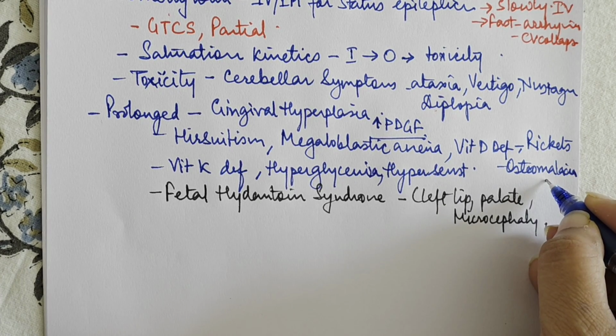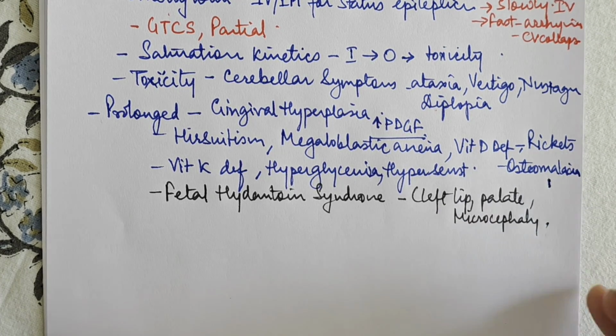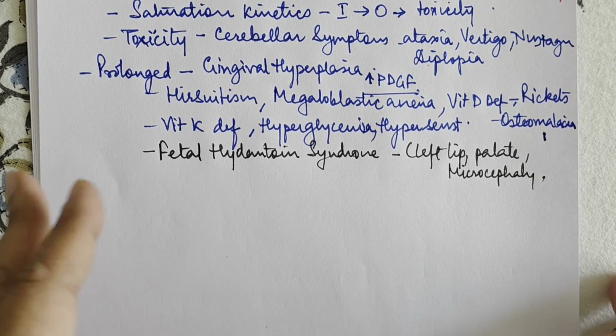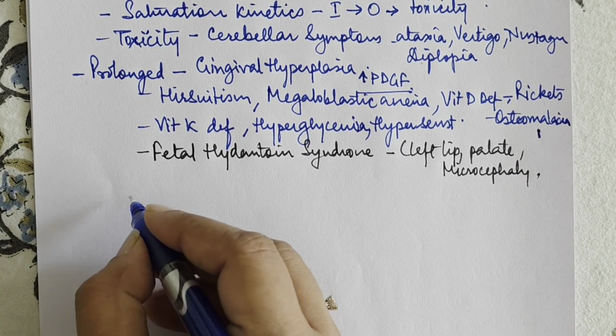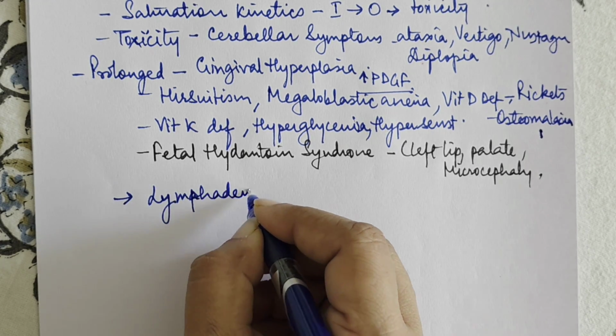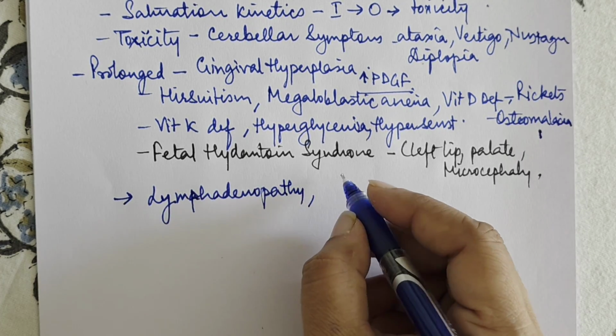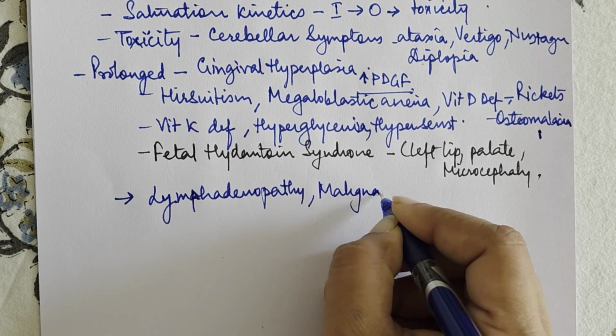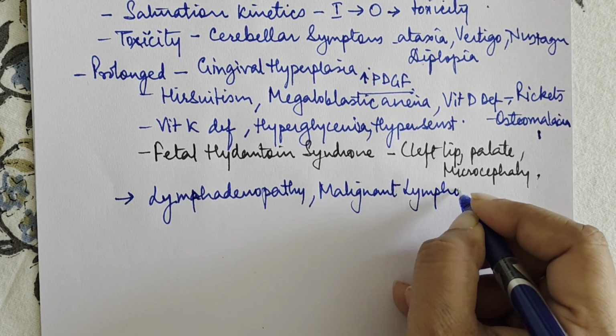Osteomalacia cannot be ameliorated by giving vitamin D because some more proteins are involved. So osteomalacia has happened and you give vitamin D, it is not enough. Then it can also result in lymphadenopathy. Lymphadenopathy can occur. Then it can result in malignant lymphoma.